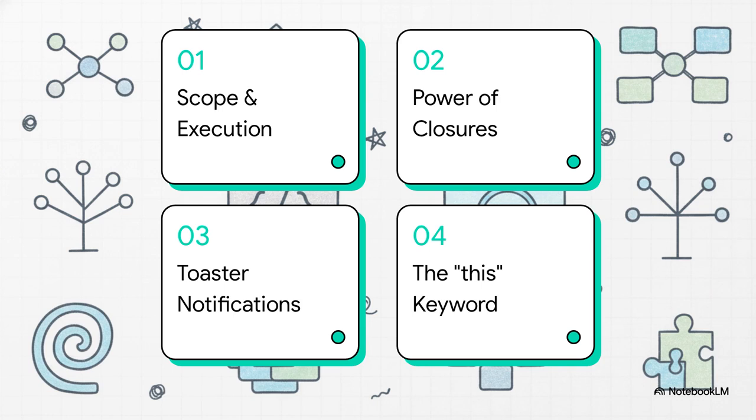Let's take this abstract stuff and make it tangible. Here's our roadmap for today. Section 1, Scope and Execution Context. Section 2, The Power of Closures. Section 3, Building Toaster Notifications. And Section 4, Decoding the This keyword.